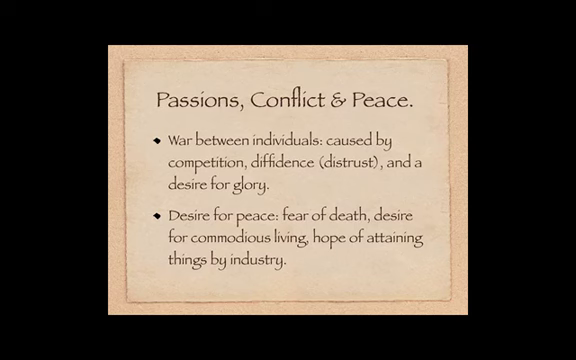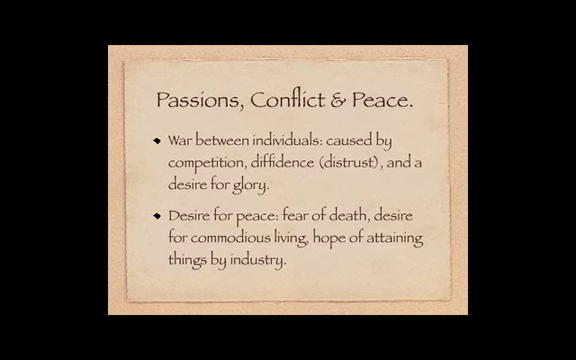So a fear of death, a desire for commodious living, that's for comfortable living, and a hope of attaining things by industry. Right? It would be nice if in a state of nature, I didn't have to worry about defending all my property and all my things. This would give me time to do other things. Right? So we get the arts, we get literature, we get science, because we have a certain amount of peace, right? There's a division of labor. There's an understanding that I can be pursuing other goals and not have to worry about either being attacked or wondering where my next meal is going to come from, or worrying about whether I have to make my own clothing or grow my own food and so forth.